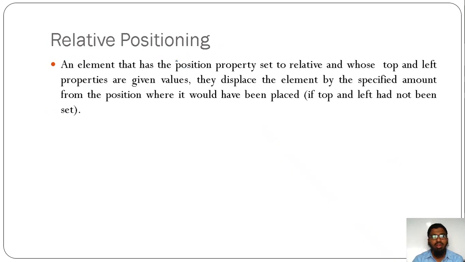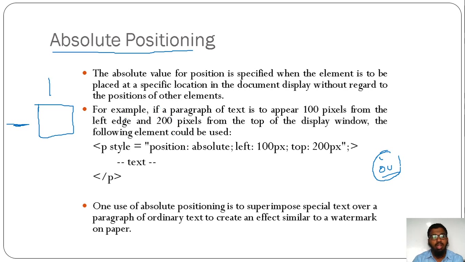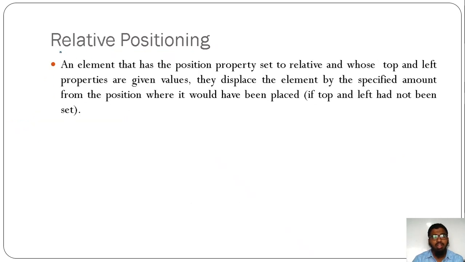What is relative? Relative is a position property. If set to relative with top and left property given values, they displace the element by the specific amount from the position where it would have been placed if top and left had not been set. You have to set the top and left in absolute. If you did not set, then relative will be there, automatically it will check for the previous. If we don't have, then it will be placed as per the browser, how it is responding, and based on that it will react.